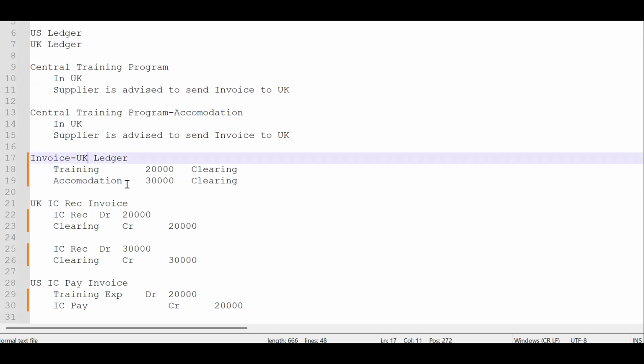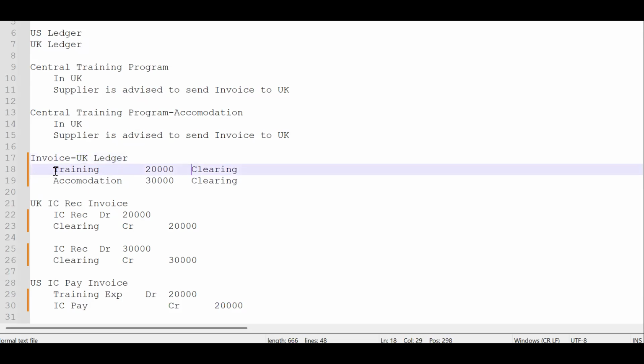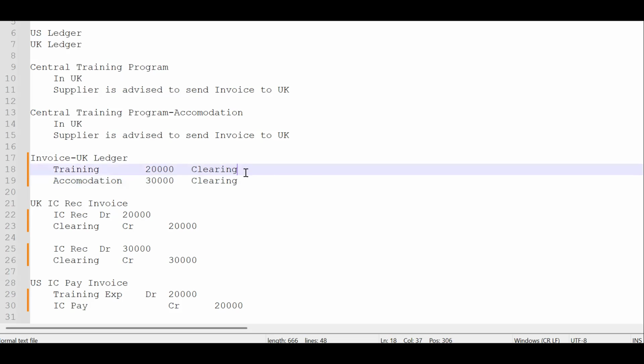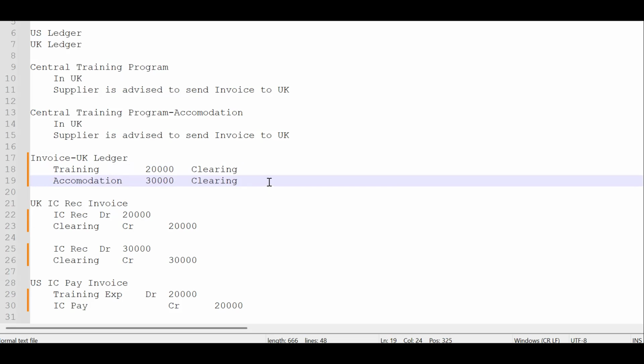Now, since UK is going to create this invoice, which account should they pick while creating the invoice distribution or the invoice lines? Since this invoice is not related to UK expense, they will be putting this into a clearing account. So training 20,000 clearing, accommodation 30,000 clearing. The accounting for this will be: the clearing account will be debited by 20 and 30, 50,000, and there will be supplier liability. The supplier liability will be paid off as per the standard invoicing process. I'm not going into the detail of that.